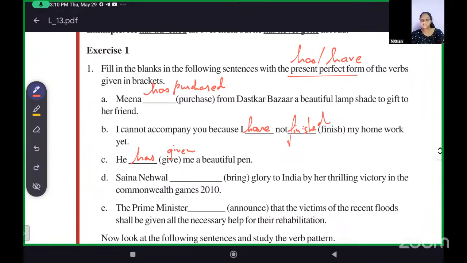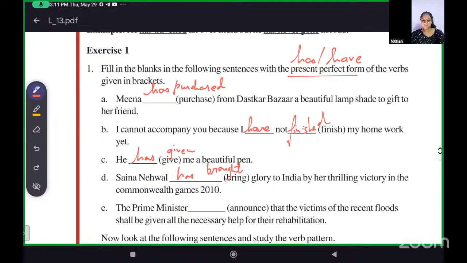Megan. China has brought glory to India by her thrilling victory in the Commonwealth Games in 2010. Yes. Good. Edric. Ma'am, the Prime Minister has announced that the victims of the recent floods shall be given all the necessary help for their rehabilitation. Has announced.